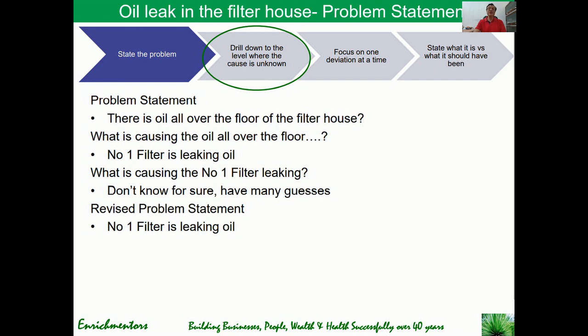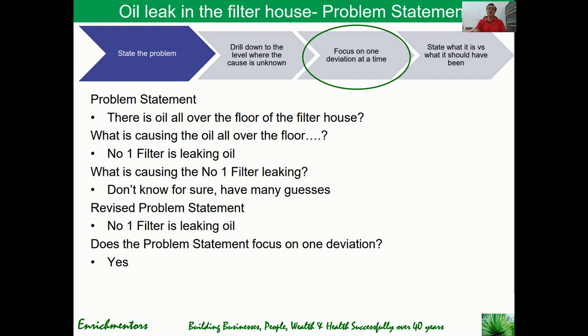So we have a better definition of the problem in saying number 1 filter is leaking oil. Is that all? So let's check the second thing. Are we focusing on one deviation at a time? And the answer is yes, we are. We are focusing on one problem at a time. And there we are seeing that it is one deviation of number 1 filter leaking oil. So there is one object and one deviation. So that fits in, that says we can emphatically say yes, we are focusing on one deviation at a time.